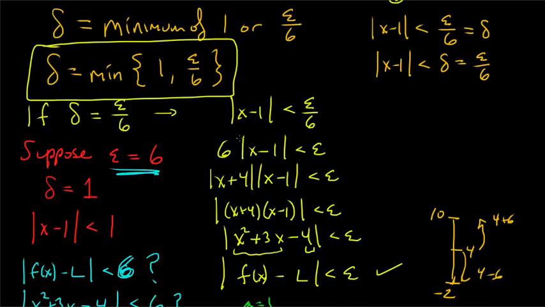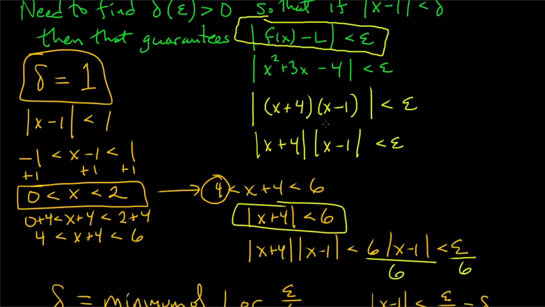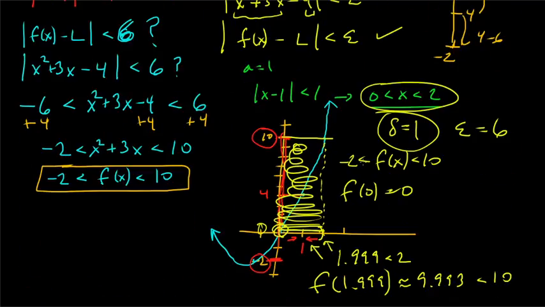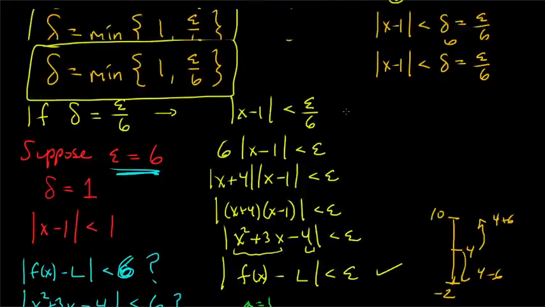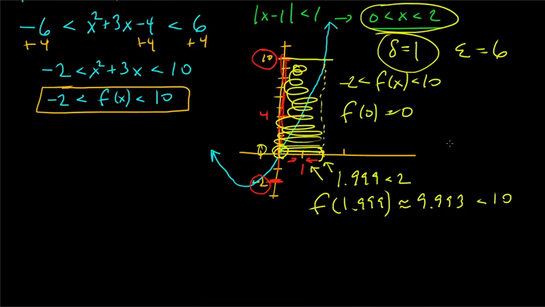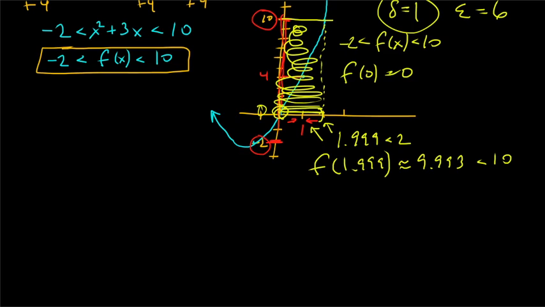All right, so the point is, the whole idea of a limit is that I want f of x to be close to L. I want x squared plus 3x to be close to 4. So is 6 away close enough? Well, probably not. So let's make epsilon something smaller. Let's make epsilon, let's say 0.6.